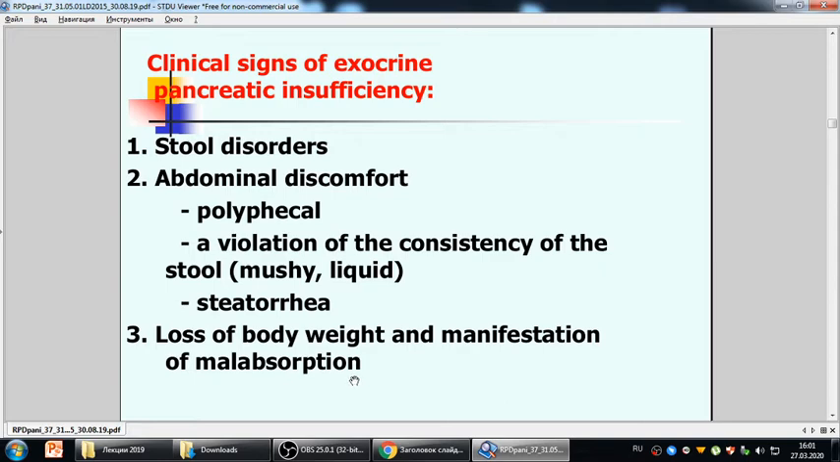Abdominal discomfort is also a sign, and variation of consistency of the stool. It will be marshy liquid stool with steatorrhea because of disturbance of destroying of lipids. And clinical manifestations of malabsorption such as decreased body weight and decreased absorption of all products like carbohydrates, fats, and proteins.